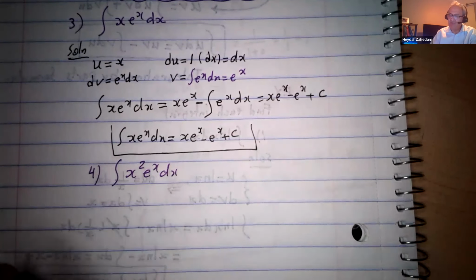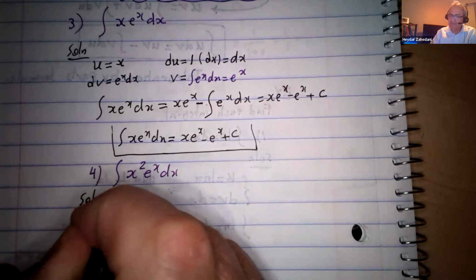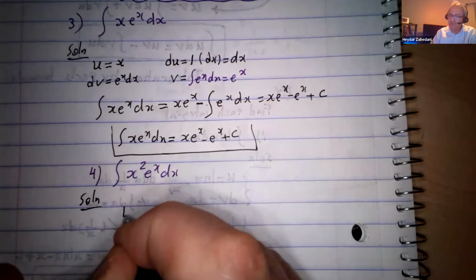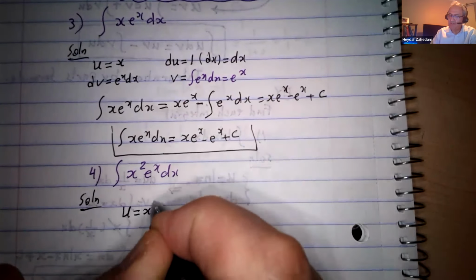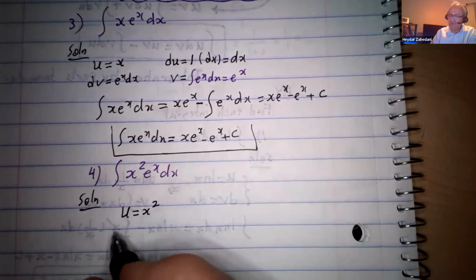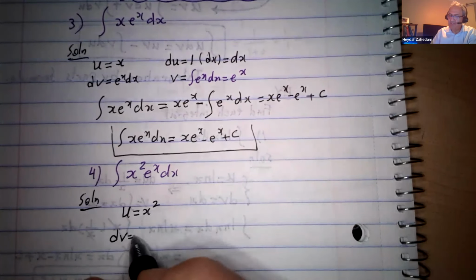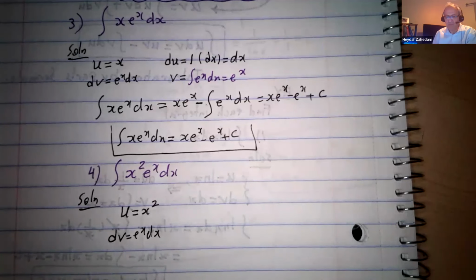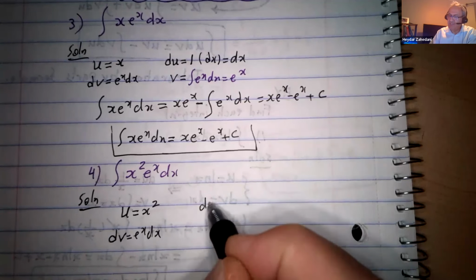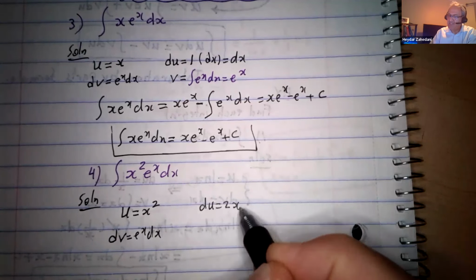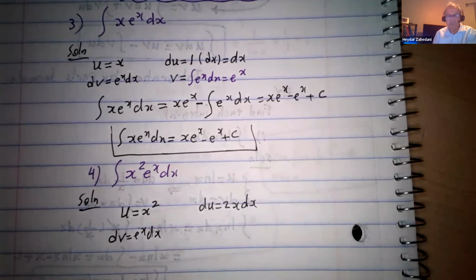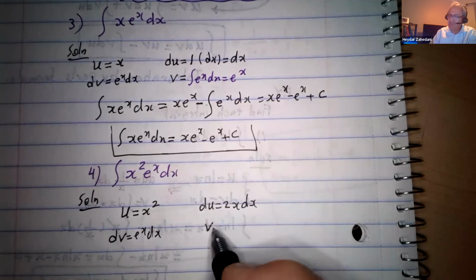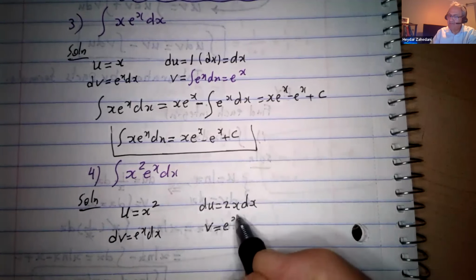Okay, the method would be the same. So we take u to be equal to x squared. The leftover, so the dv would be what? e to the x dx. So from this part, you have to differentiate it. The du would be 2x dx, and the v, integral of e to the x, would be just e to the x.